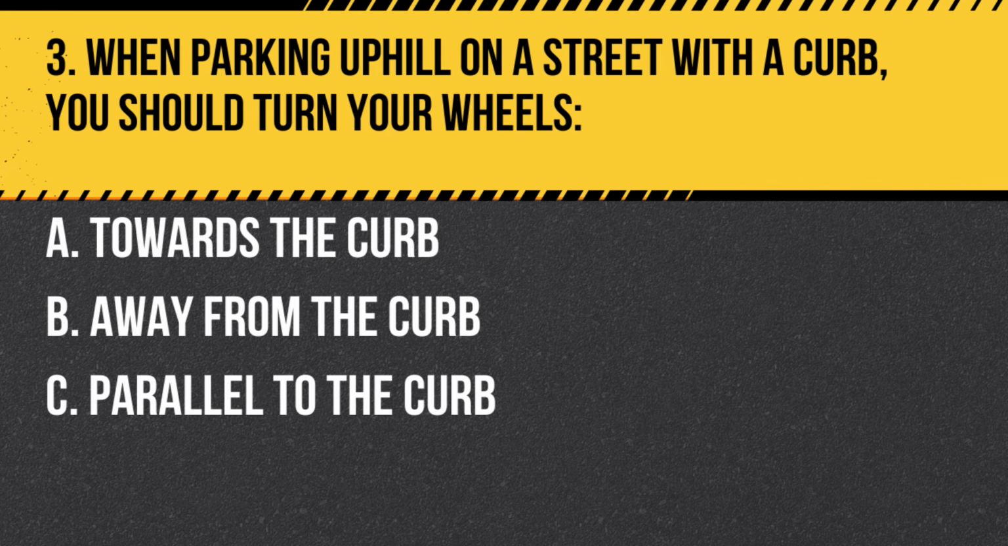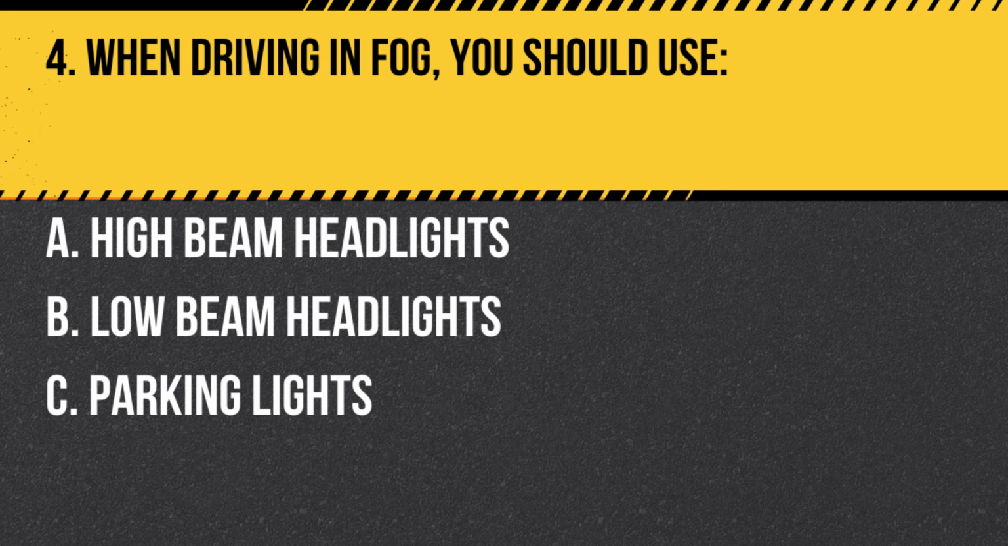Question 3. When parking uphill on a street with a curb, you should turn your wheels. A. Towards the curb. B. Away from the curb. C. Parallel to the curb. Answer. B. Away from the curb. Turn your wheels away from the curb when parking uphill to prevent your car from rolling into traffic if the brakes fail.